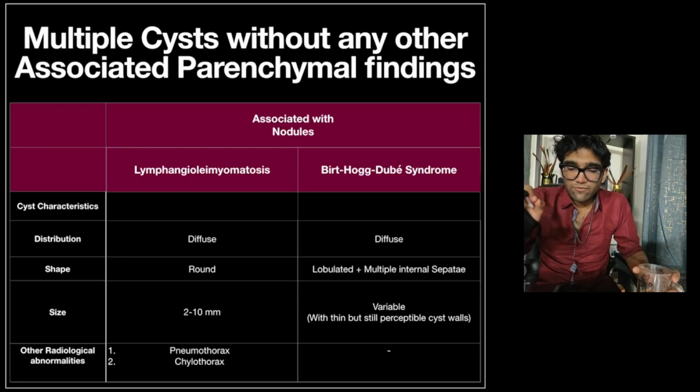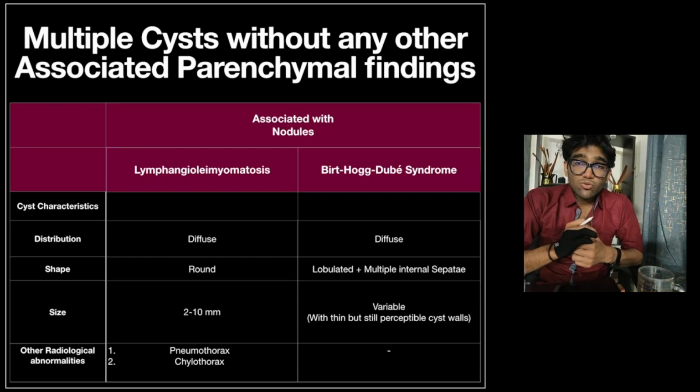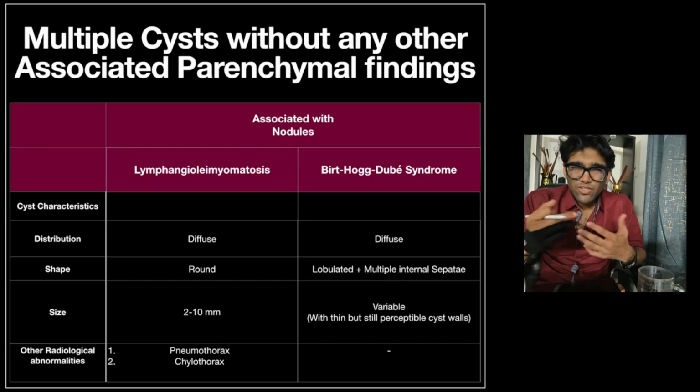Okay. Similarly, there is another disease called Birt-Hogg-Dubé syndrome, which is a genetic disorder, which again has multiple diffuse cysts of variable size. Importantly, Birt-Hogg-Dubé syndrome is one of the only situations in which you can have lobulated and multiloculated cysts. Okay, so whenever you have an internal septum within your cyst, you must consider Birt-Hogg-Dubé. And Birt-Hogg-Dubé as such doesn't have any pulmonary symptomatology associated with it. Rarely a pneumothorax, but otherwise usually it is asymptomatic.